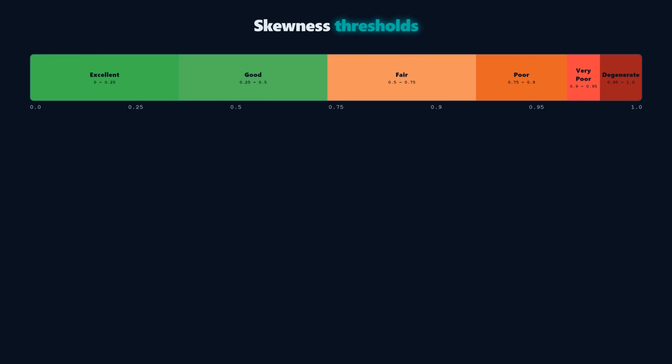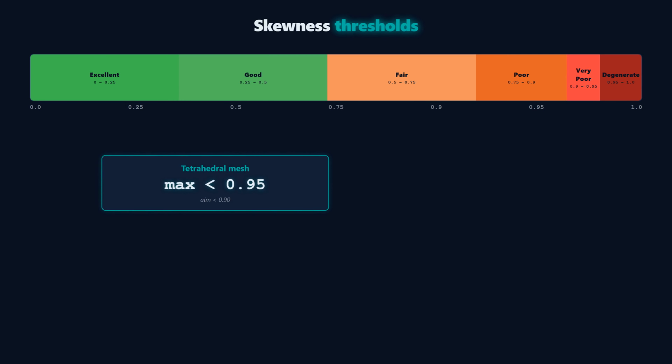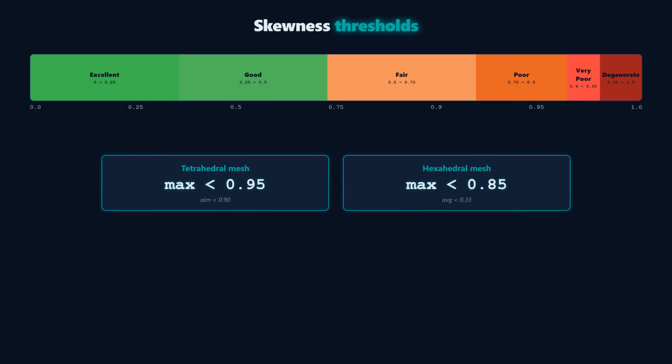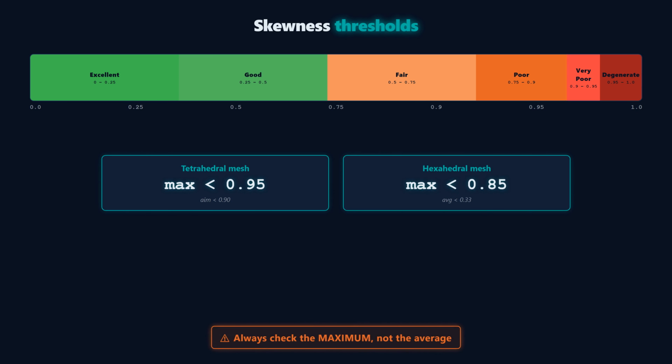But here is the trap most engineers fall into. They look at the average and declare the mesh is fine. A mesh with 99.99% excellent cells and a handful of degenerate cells near a sharp corner will still crash. Always check the maximum, not just the average. In OpenFOAM, run checkMesh. In Fluent, check the skewness histogram. Those worst cells are where your simulation lives or dies.